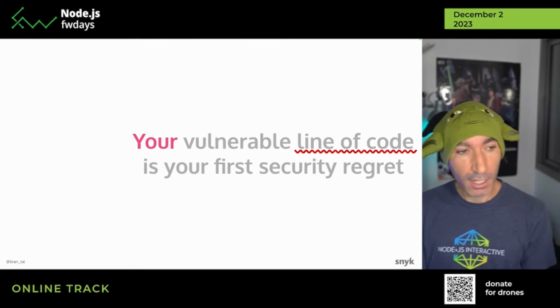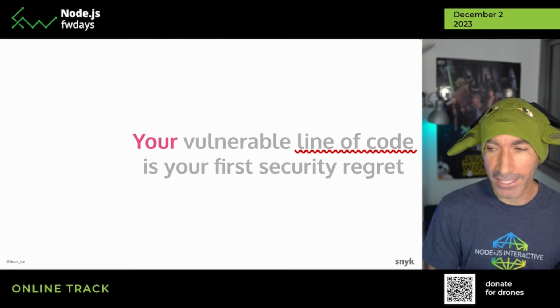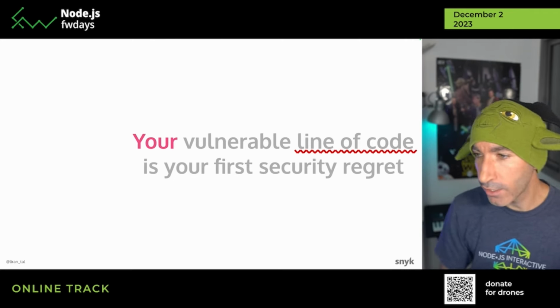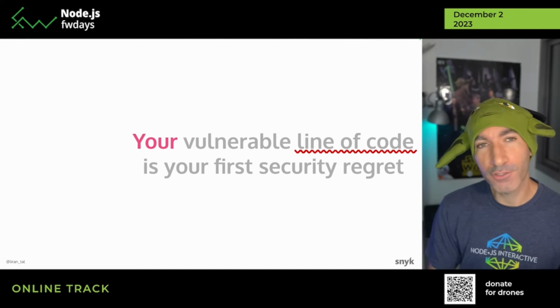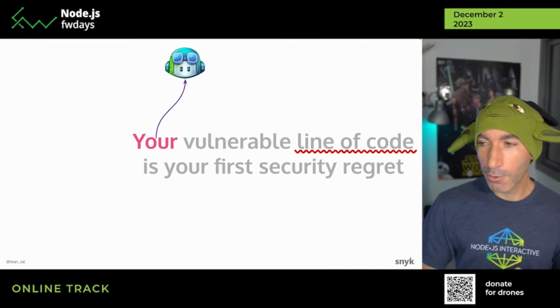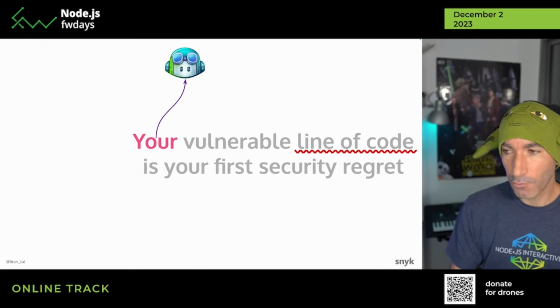So this is our close to last experiment here. Let's go back to this. This was a nice ChatGPT tour of what could go wrong. Let's go back to your vulnerable line of code, here is your first security regret. And now the person suggesting the code is GitHub Copilot, not just us. So what does it look like?